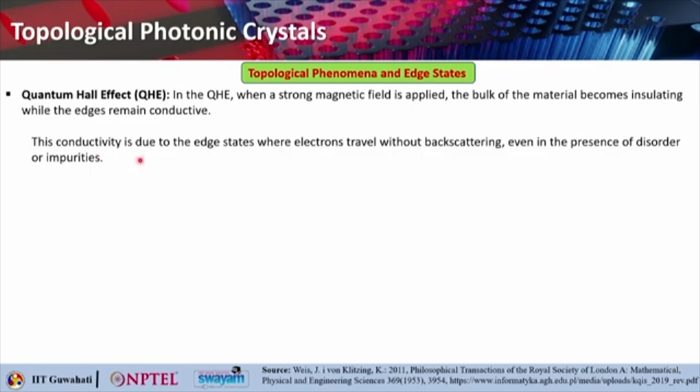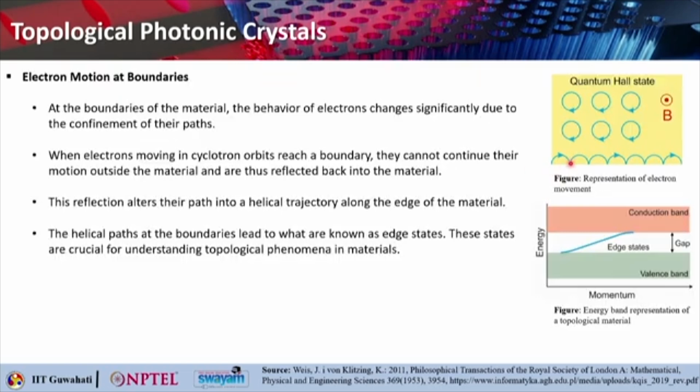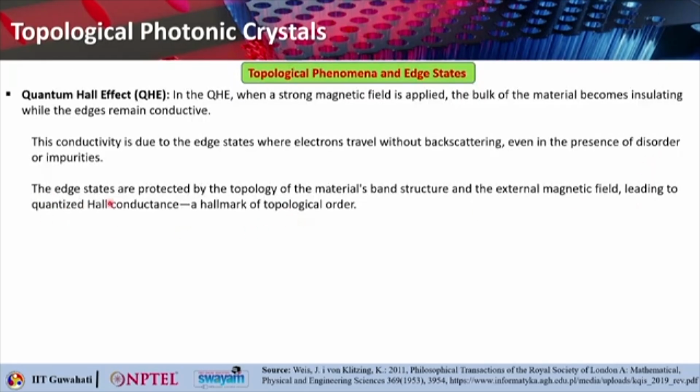So, this conductivity is due to the edge states, where the electrons travel without backscattering, that is, there is no reflection, even if there is a presence of disorder or impurity. Now, this is the beauty of this one. Even if there is a disorder or impurity, the electrons are forced to go forward only. This is how the edge states are protected by the topology of the material's band structure and the external magnetic field, and they lead to the quantized Hall conductance, which is a hallmark of the topological order.